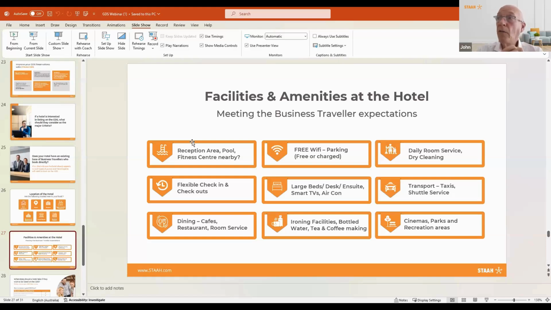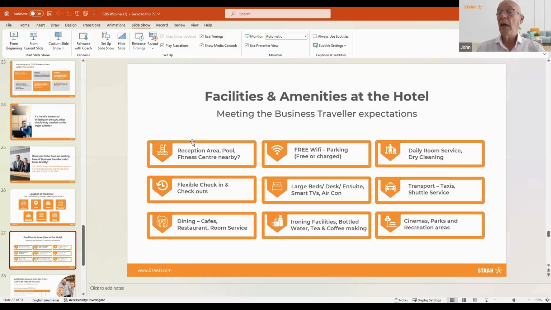Well, free Wi-Fi virtually is now a given. Okay, you find a hotel that charges for Wi-Fi, not sure how many of those are still in business. There should be daily room service available, perhaps dry cleaning away from the hotel, but where a business traveler can leave their laundry and have it returned at the end of the day, if possible. Yes, you could charge for it if you then send the dry cleaning out to a local supplier.